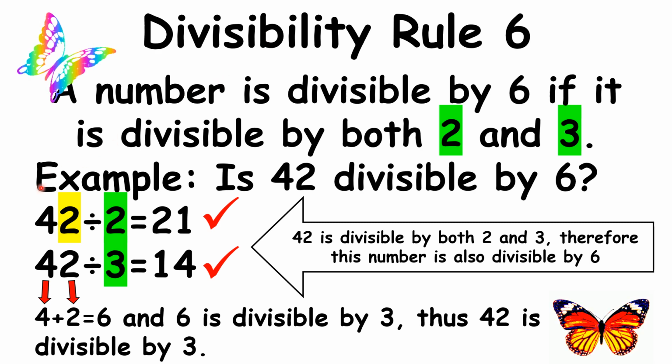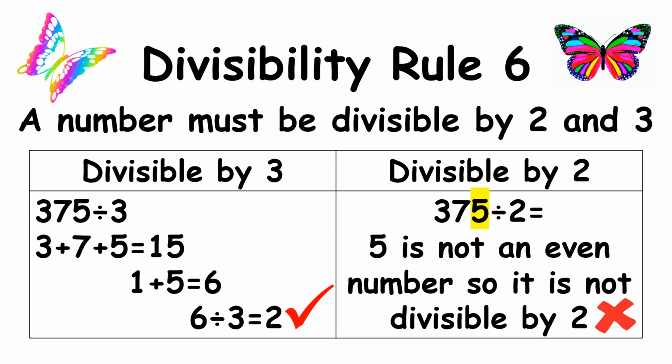Now, let's try 42. It is divisible by 2 because the last digit is 2. 42 divided by 2 is equal to 21, which is a whole number. Next is 42 divided by 3. Is this number divisible by 3? According to the rule, add all the digits. 4 plus 2 is equal to 6, and 6 is divisible by 3. Thus, 42 is divisible by 3. So, 42 is divisible by both 2 and 3. Therefore, this number is also divisible by 6.